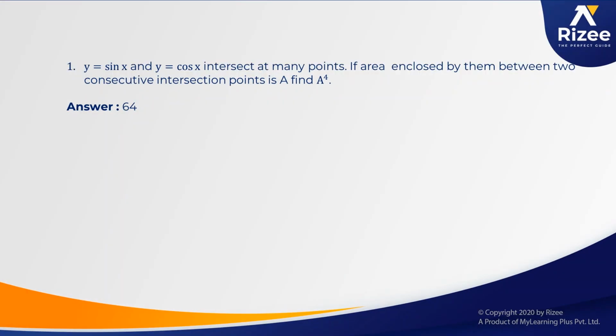Y is equal to sin x and y is equal to cos x intersect at many points. If the area enclosed by them between two consecutive intersection points is A, here A denotes the area, then after finding the area, we have to find the value of A power 4.